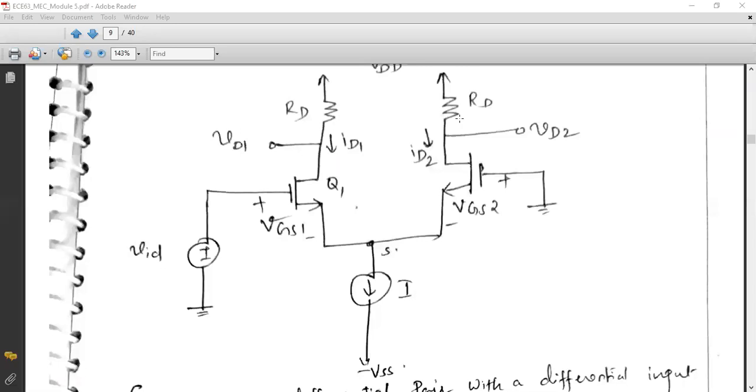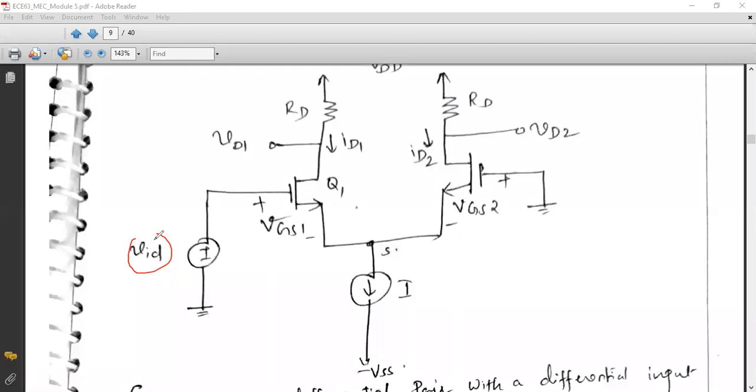In common mode, you will be shorting the two gate terminals, isn't it? The two gate terminals of the MOSFETs Q1 and Q2 will be shorted, and you are giving a single common signal that is represented by VCM. But here you can see the gate of Q2 is grounded, whereas I have given a separate input signal to be amplified to the gate of Q1, which is represented as VID.